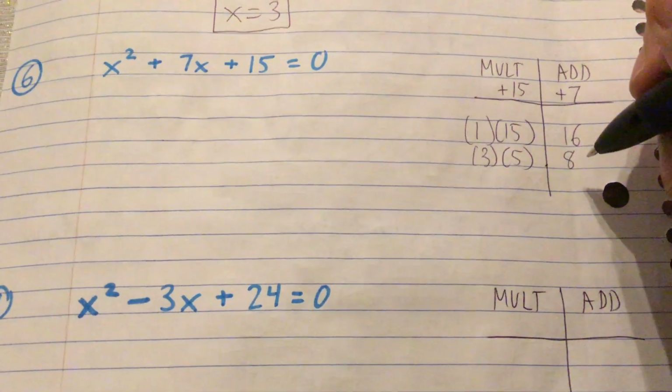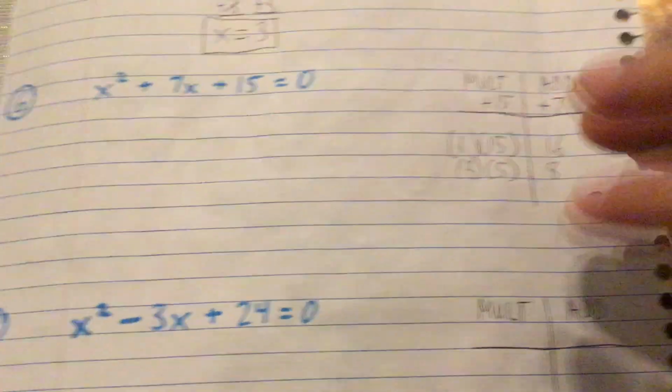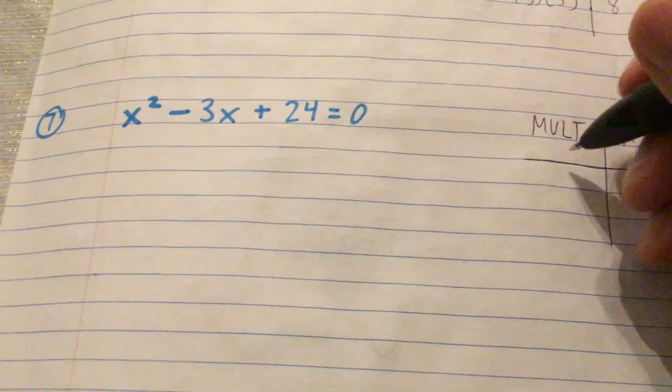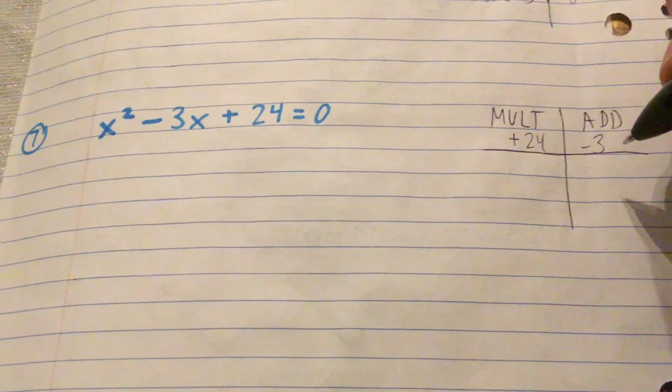that's 8. Oh, man. Well, I'm out of ideas. Moving on. Let's try the other one. Let's try what multiplies to positive 24 and adds to negative 3.